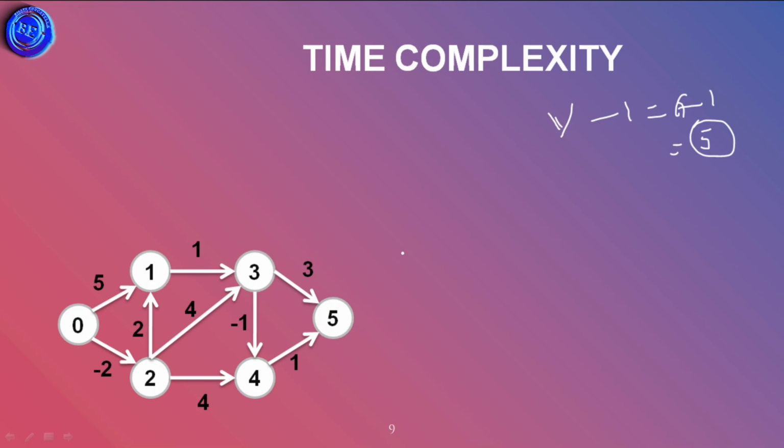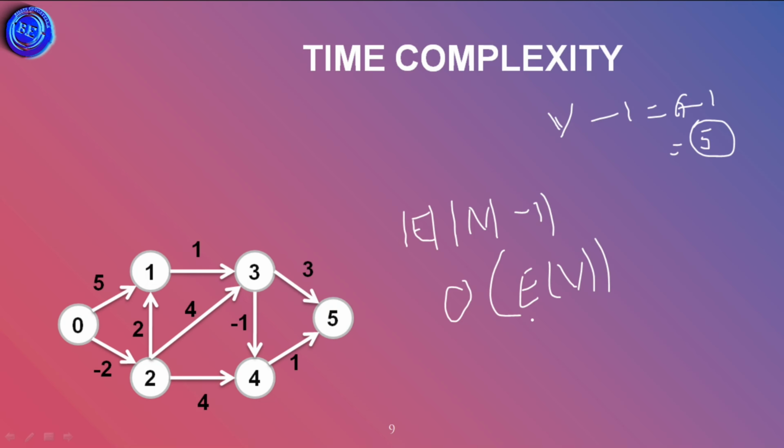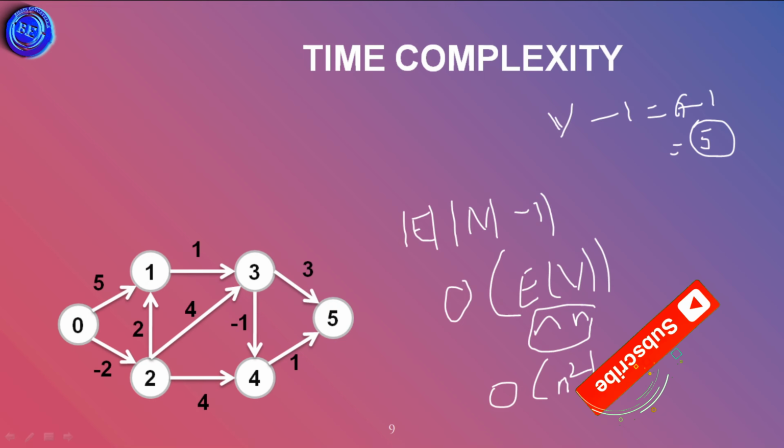So if we have e number of edges, so this e number of edges has to be relaxed v minus 1 times. So it will take the time complexity of e into v minus 1. So in order to represent the time complexity, we represent that as order of e into v. Or else if you consider that e as n and v as n, then we can represent the time complexity as order of n square. So the worst case time complexity is order of e into v or order of n square.